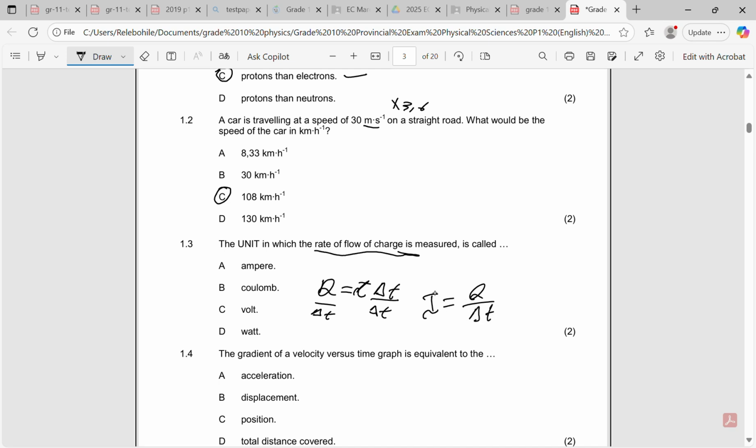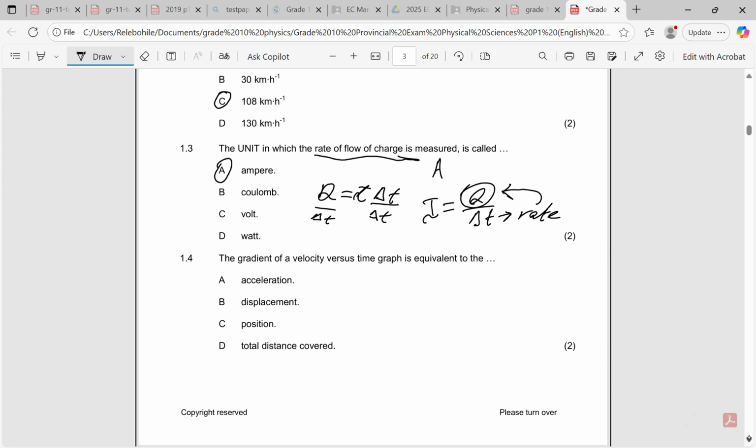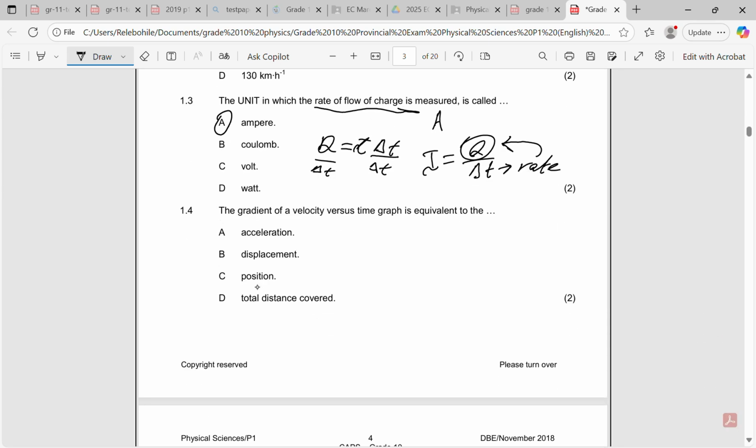So this is current. Current is defined as the rate of flow of charge. Delta T is the time, so we are saying the rate of flow of charge. Q is the charge. So current, guys, is measured in what unit? Current is measured in the unit of amperes, okay, which normally is a big capital letter A. That is our answer for that question. Move on to the next one.